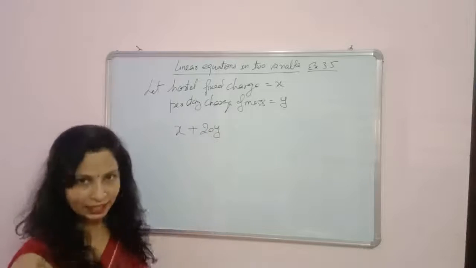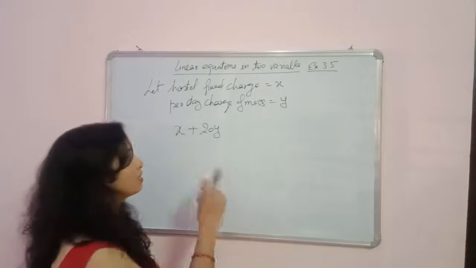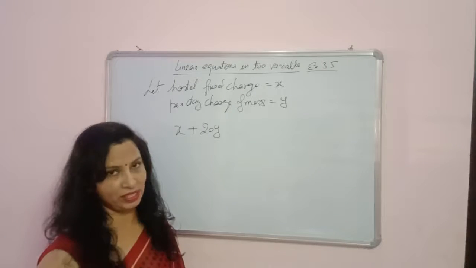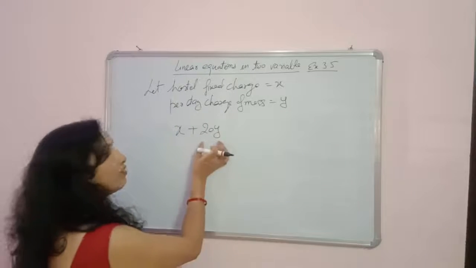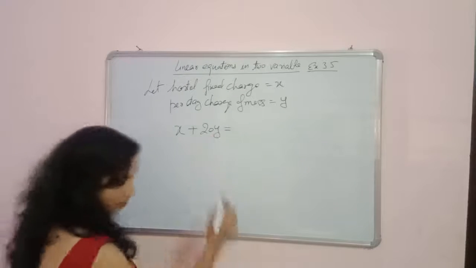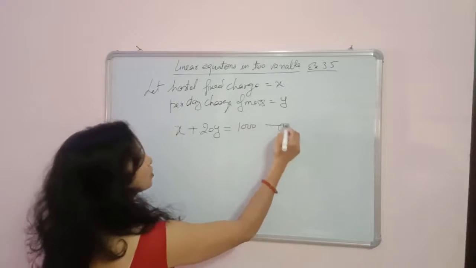So, for the 20 days, a girl has to pay the fixed charge, that is X, and the per day charges multiplied by the number of days. Suppose she takes the food for 20 days, it means she has to pay 20y rupees. And this total charge is rupees 1000. This is the first equation.